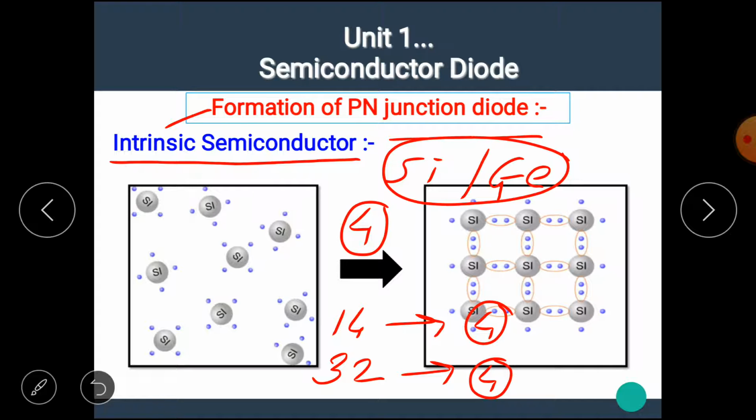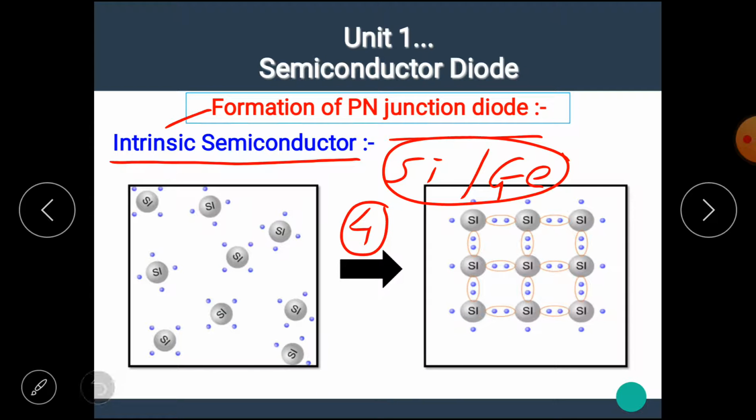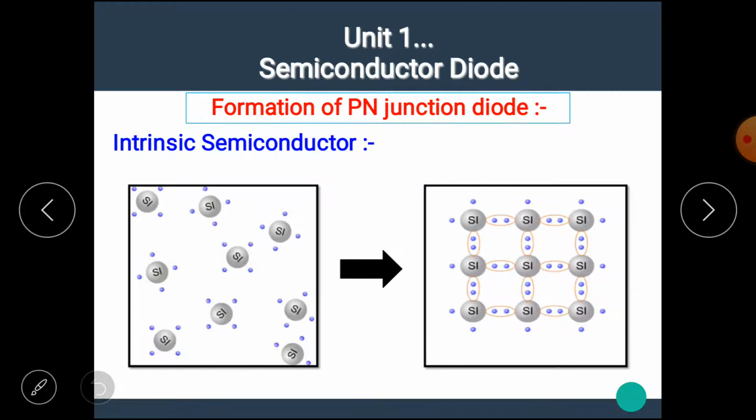Let's see the types of semiconductor. There are mainly two types of semiconductor. The first one is intrinsic semiconductor and the second one is extrinsic semiconductor. What is meant by intrinsic semiconductor? We learned that a semiconductor in its purest form is called an intrinsic semiconductor. In other words, we can also say that a pure semiconductor is also called an intrinsic semiconductor.